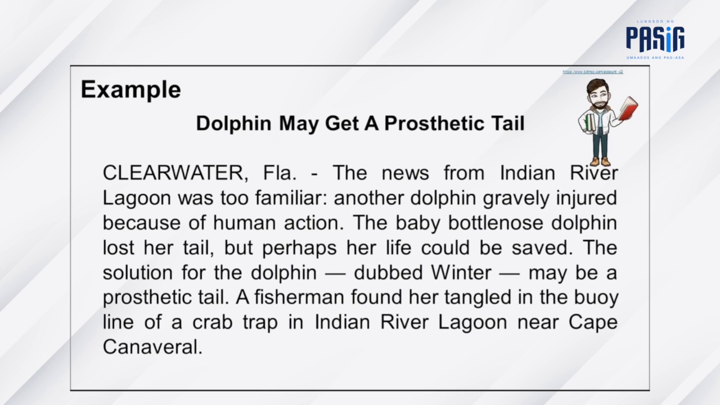Example: Dolphin may get a prosthetic leg. The news from Indian River Lagoon was too familiar. Another dolphin gravely injured because of human action. The baby bottlenose dolphin lost her tail, but perhaps her life could be saved. The solution for the dolphin, dubbed Winter, may be a prosthetic tail. A fisherman found her tangled in the buoy line of a crab trap in Indian River Lagoon near Cape Canaveral.